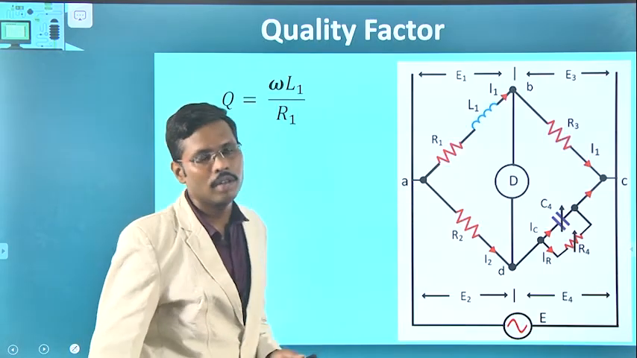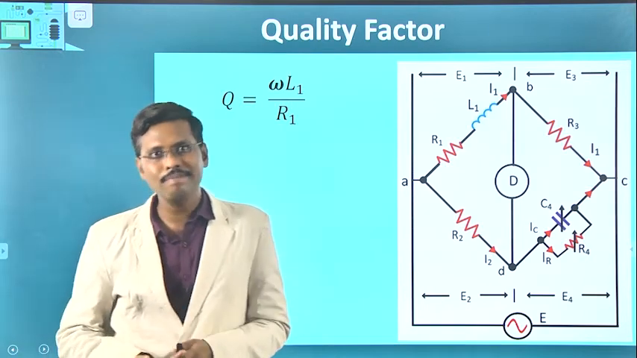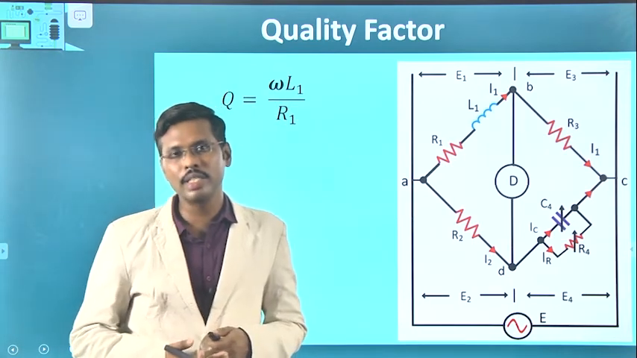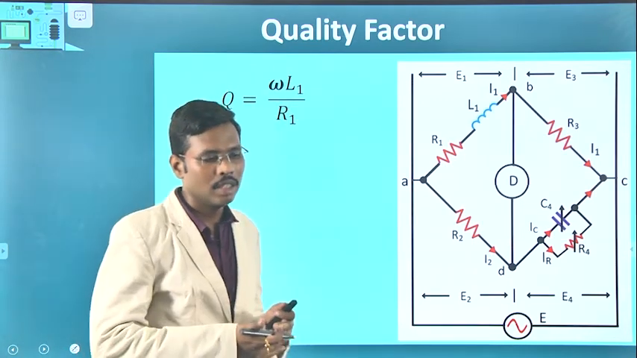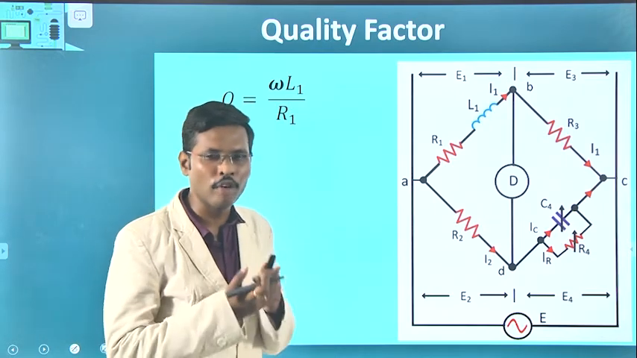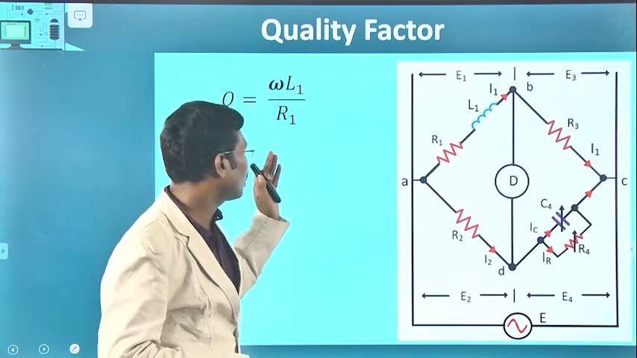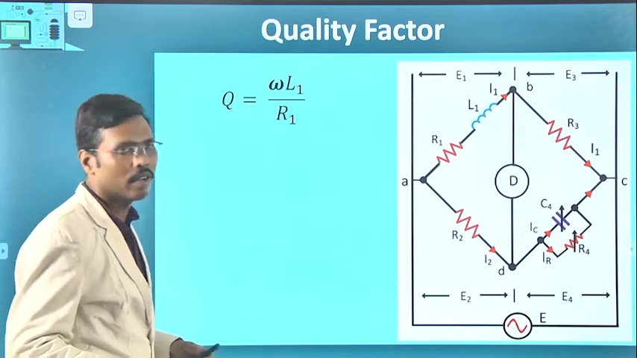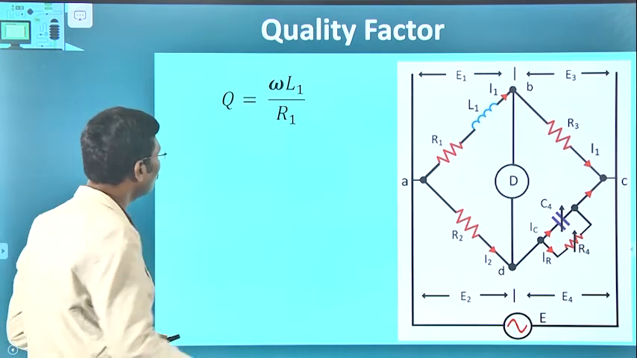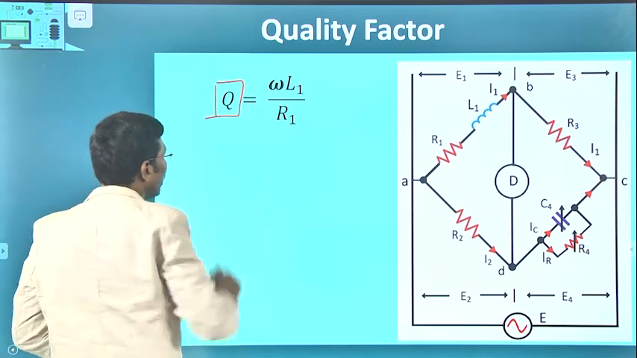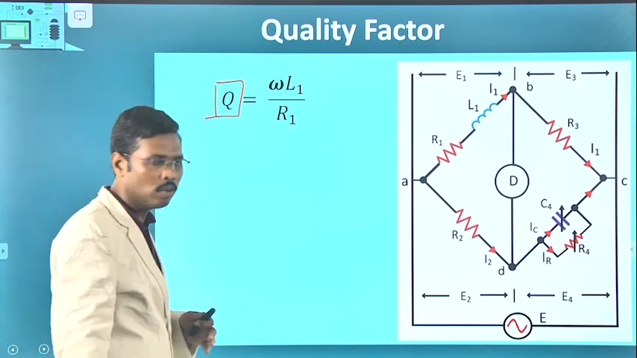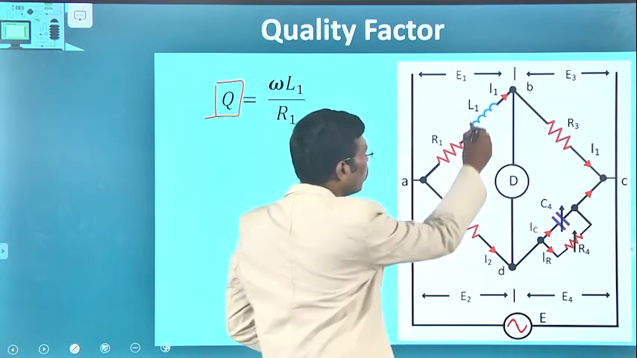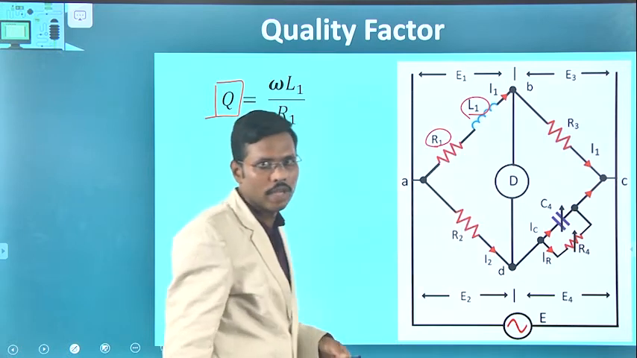Here we have discussed that we can use AC bridge circuits for the measurement of quality factor and power dissipation. These are the terminologies used for measuring the performance of a circuit. We can calculate the quality factor of this circuit by using the AC bridge network. The quality factor is represented as capital Q, and the formula is omega into L1 by R1, where L1 and R1 are our unknown inductance and unknown resistance, for which we have derived expressions.